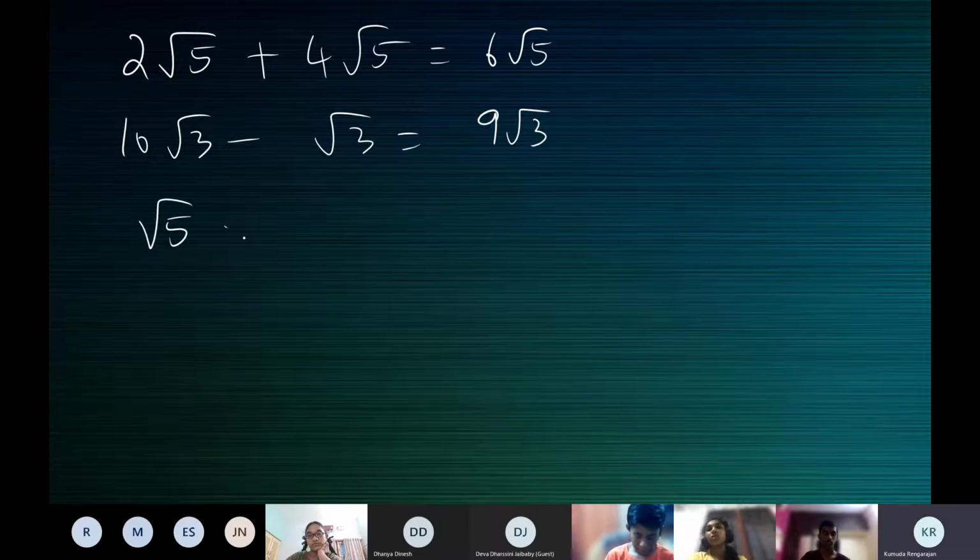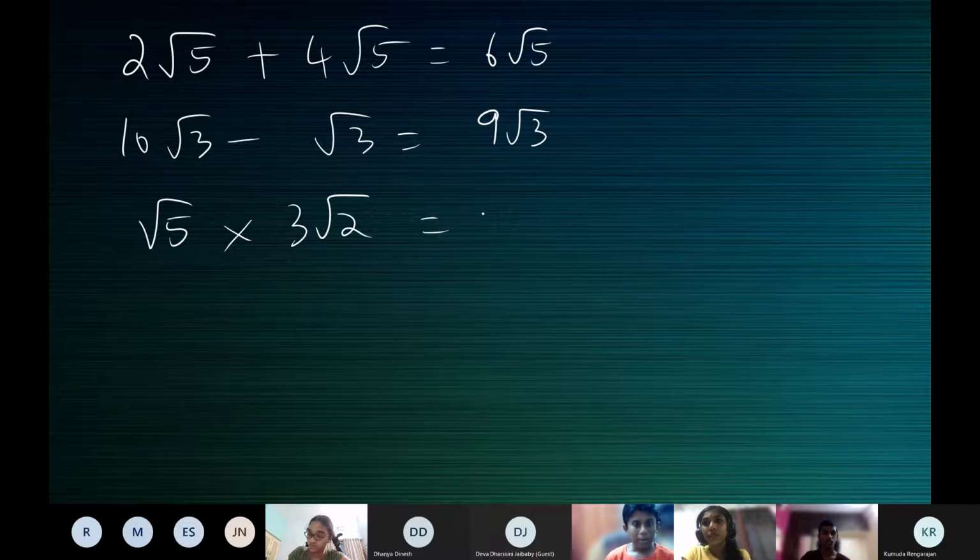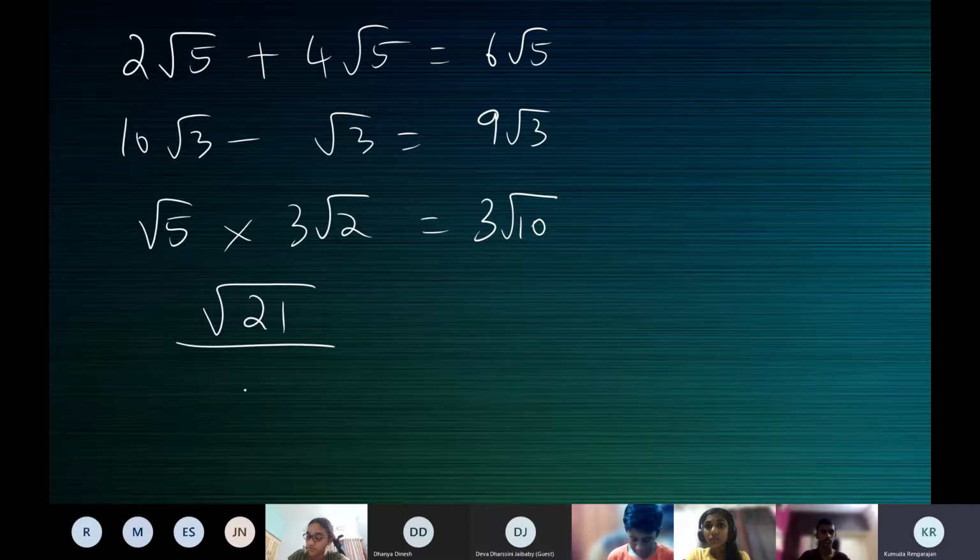What is root 5 into 3 root 2? 3 root 10. What is root 21 divided by root 7? Root 3.